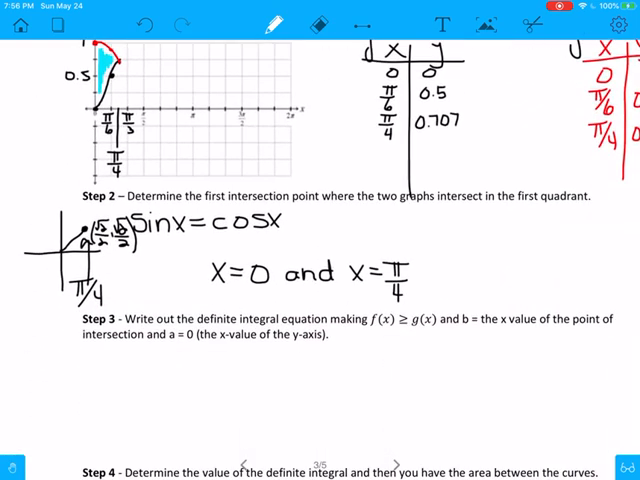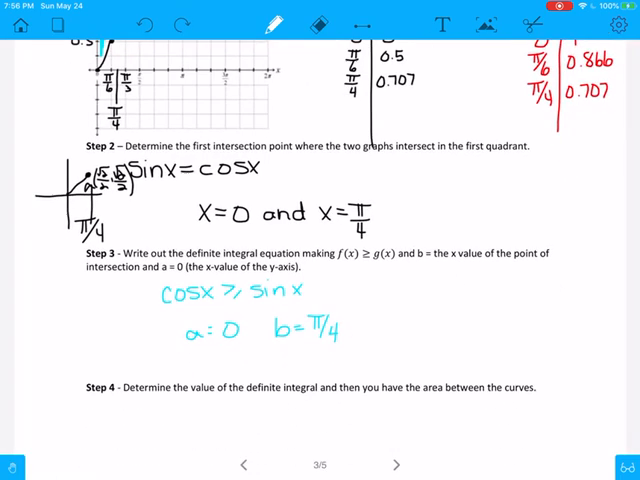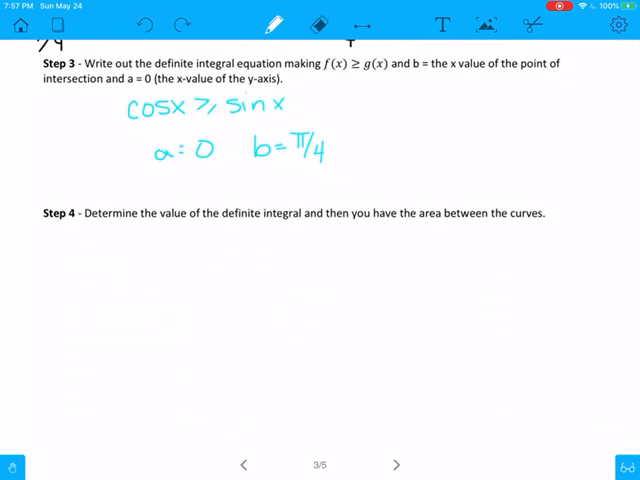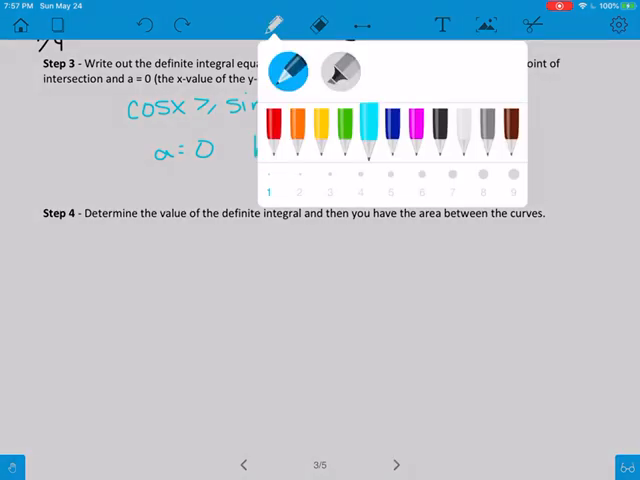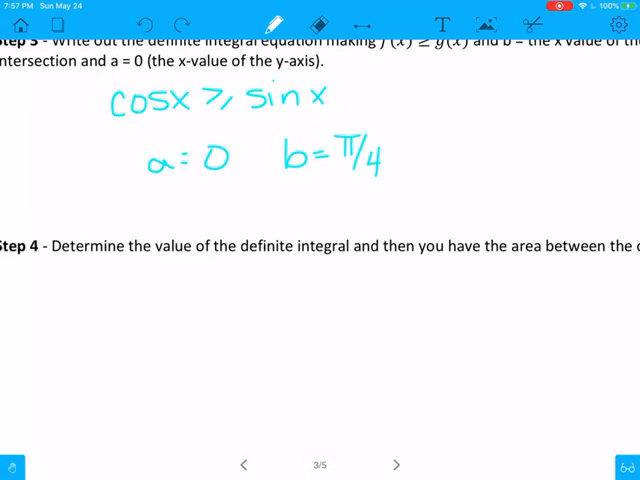So when I go, I'm going to say cos x is greater than or equal to sine x. My a is 0. My b is pi over 4. My b is always my further one. And then I can do my definite integral. So I'm going to go from 0 to pi over 4, my highest, which is cos x, minus my lowest, which is sine x, dx.